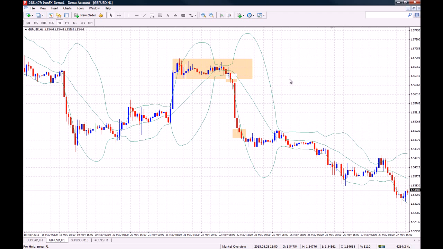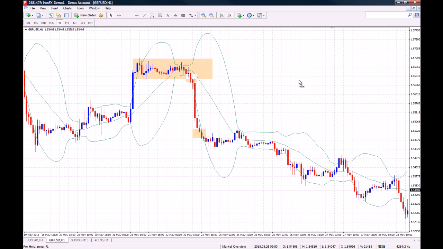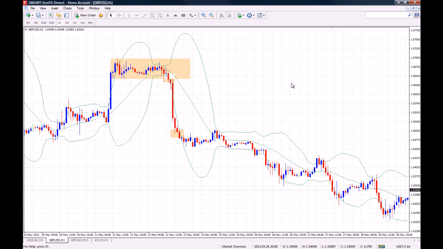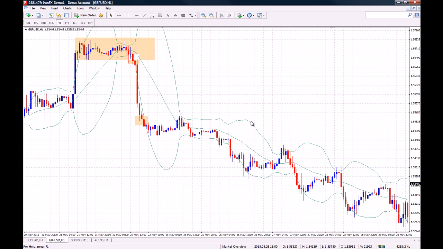Now another good way to use Bollinger Bands is as dynamic support and resistance, and this is a very cool way to use them. Areas of support and resistance, as you already know, are just horizontal areas that price tests and rejects, but the areas don't move. These are dynamic support and resistance because these areas are moving with price.